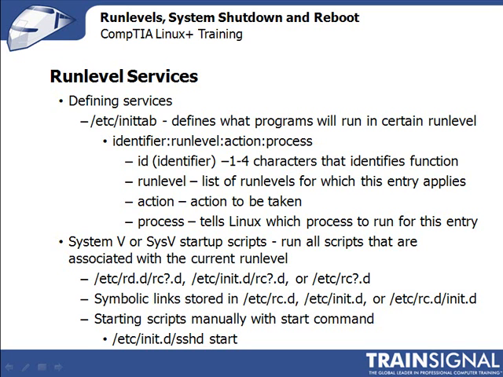ID or identifier is a sequence of 1 to 4 characters that identifies the function. Run level is the list of run levels for which this entry applies. Action, of course, is the action to be taken, which tells init how to treat the process. And finally, the process field tells Linux which process to run for this entry.